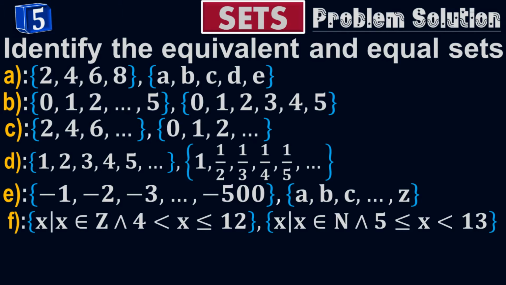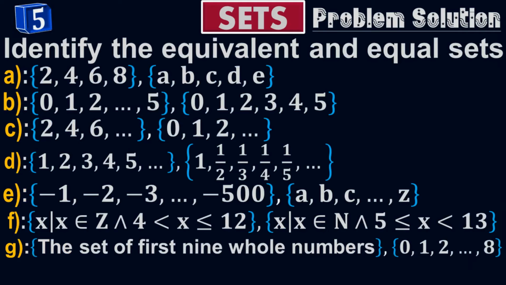Another set is the set of all x where x belongs to natural number and x equals to or greater than 5 and less than 13. G, where one set is the set of first 9 whole numbers. Second set is 0, 1, 2 up to 8. There are two pairs for each part.